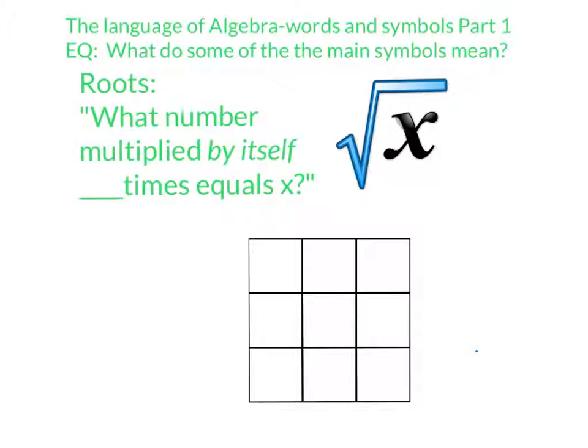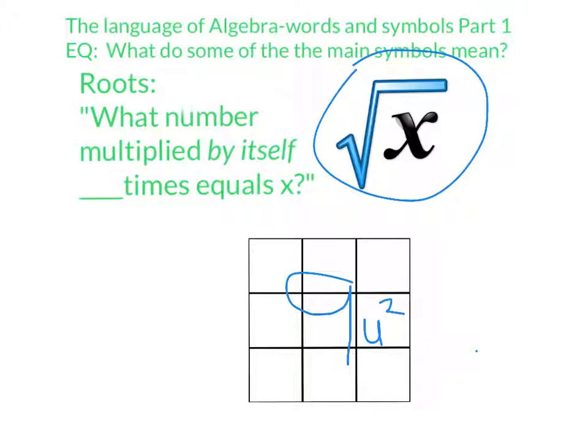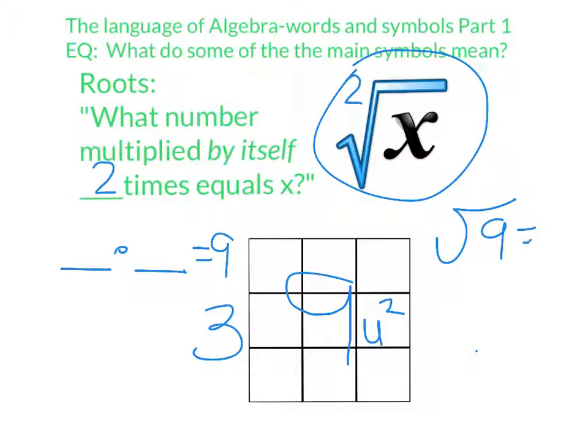Roots are the opposite of powers. So here we have a grid which has 9 square units in it, and the root here is asking for what number multiplies by itself, in this case 2 times, and then there'd be a little 2 right here, to equal 9. So what number times what number equals 9, and that number of course is 3. So the square root of 9 is 3. This is so common to ask for the square root. Sometimes we don't even write that little 2 right here. Okay?